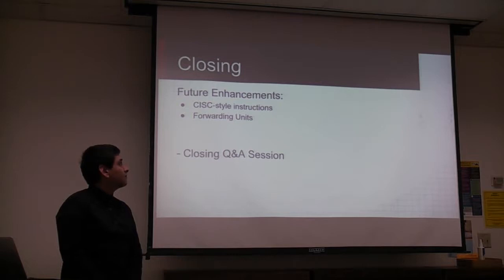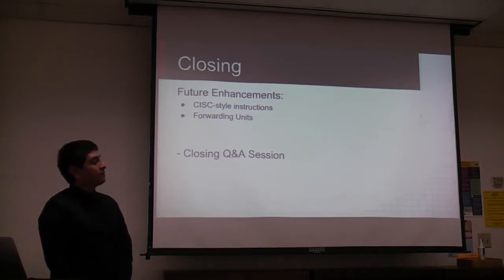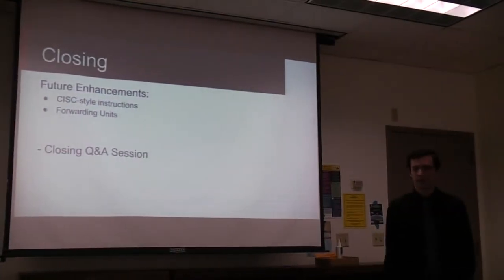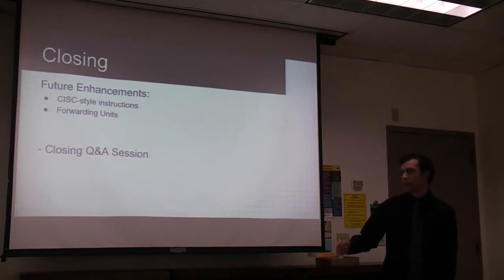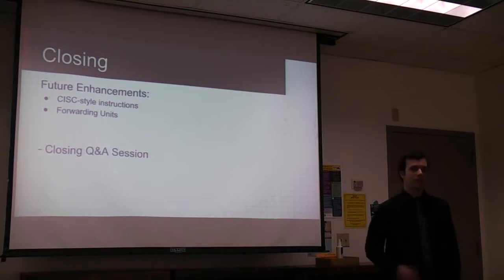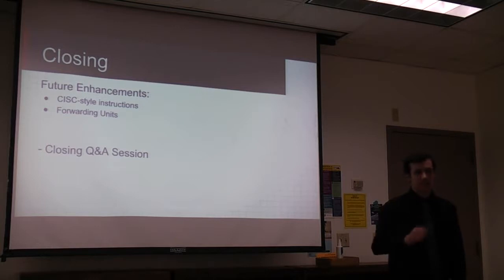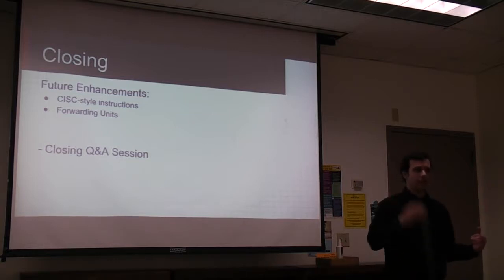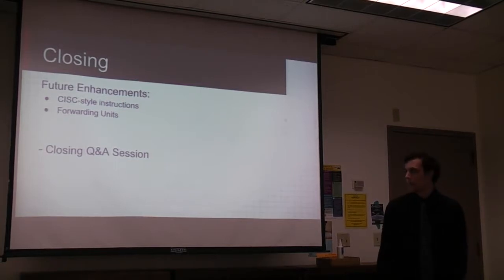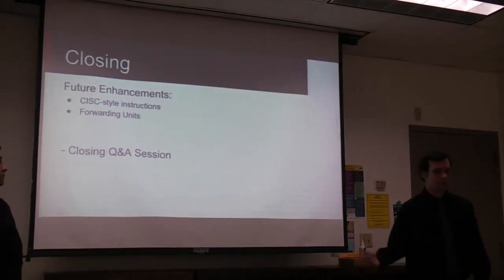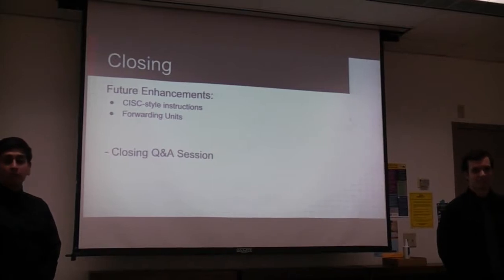And for closing, as you can imagine, as we mentioned, we only currently stall when we have hazards. So something that would immediately give us another speed boost is forwarding units that forward the data when it comes out of the ALU straight to the decode stage. The other thing that you may have noticed is that all data does pass through the ALU, so it is possible for us to have some CISC-style instructions, such as instructions that operate partially on memory data and on internal data. And then for closing, if there's any questions, we'd be glad to answer.